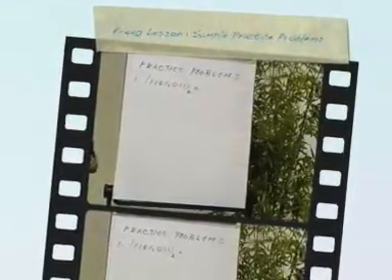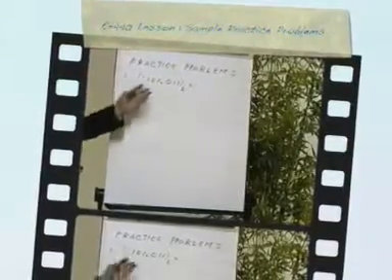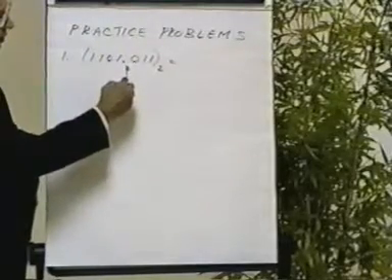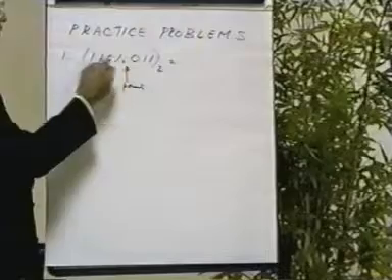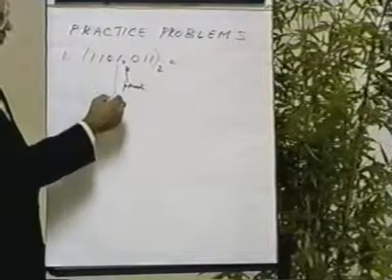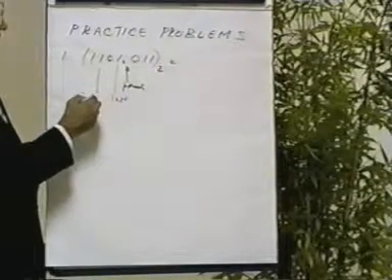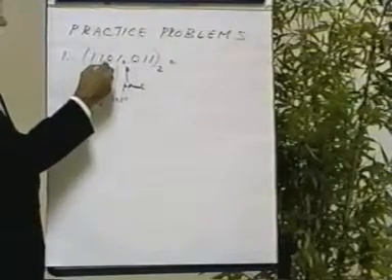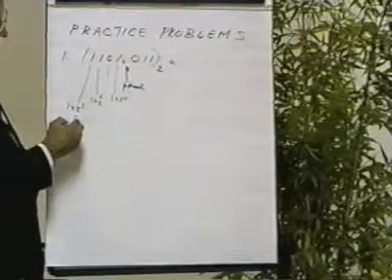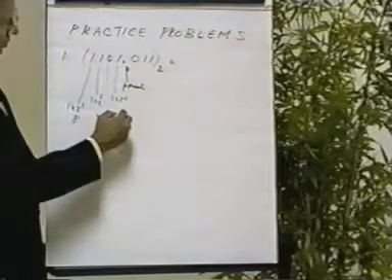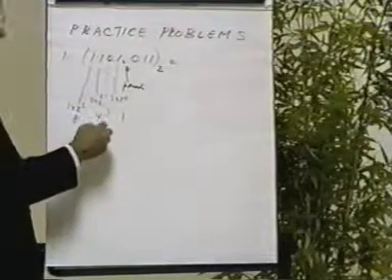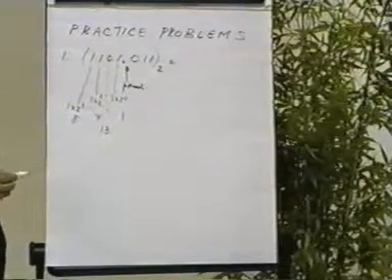The first of the practice problems is to convert a binary number into its equivalent decimal. As you'll notice, there's a binary point that separates the integral part from the fractional part. In the integral part, this would correspond to 1 times 2 to the 0. This would be 1 times 2 squared. There's nothing in here. And this would be 1 times 2 cubed. In other words, this is 8, this is 4, and this would be 1, and this is 0 in here. So the integral part would be 13 in decimal.